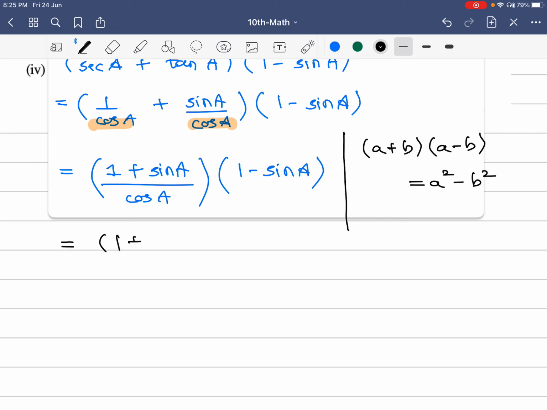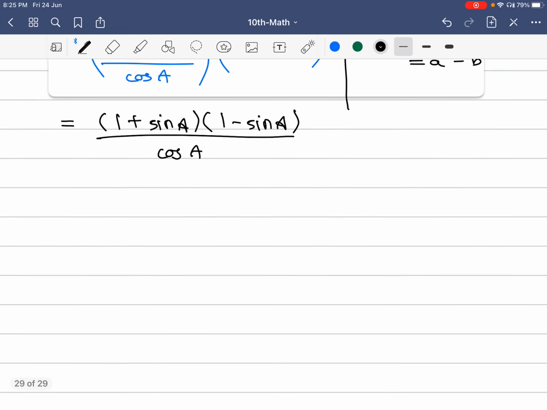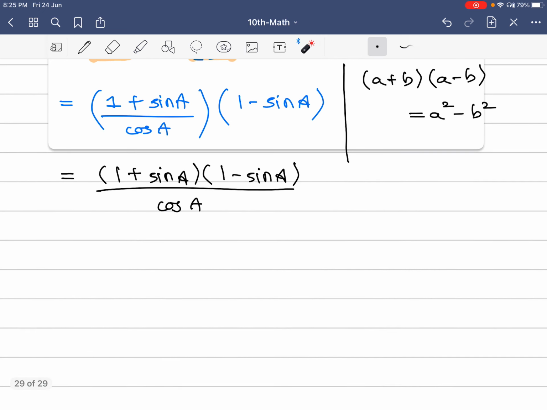Basically this is going to be 1 plus sine a multiplied by 1 minus sine a, and then this whole thing divided by cos of a. Now let's go ahead, let's use this identity. So this is going to be 1 square minus b square, which is going to be sine square. So this is going to be 1 minus sine square a, and then this whole divided by cos of a.